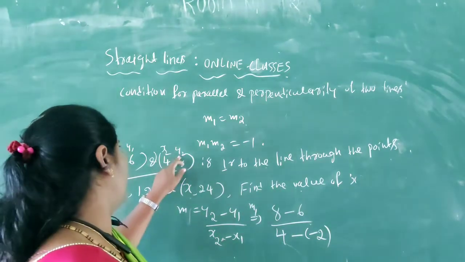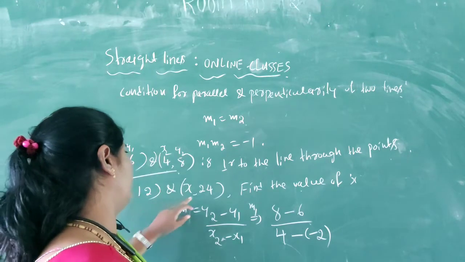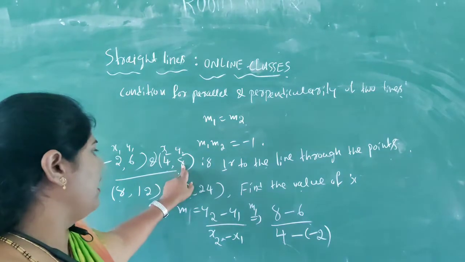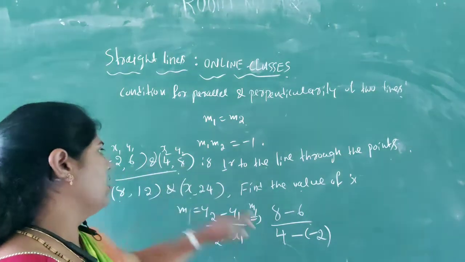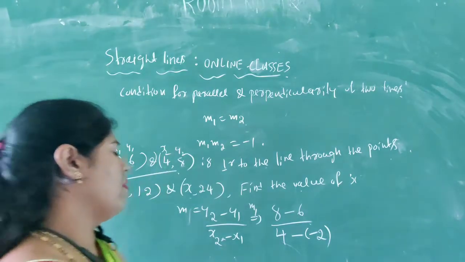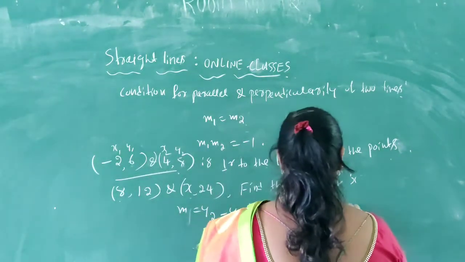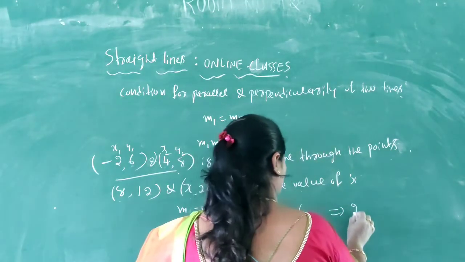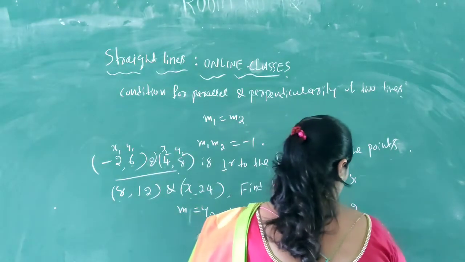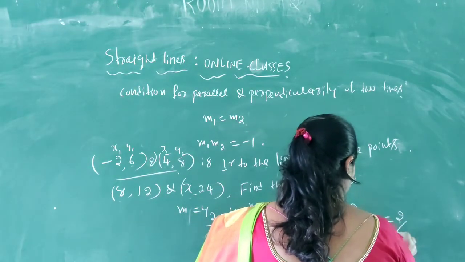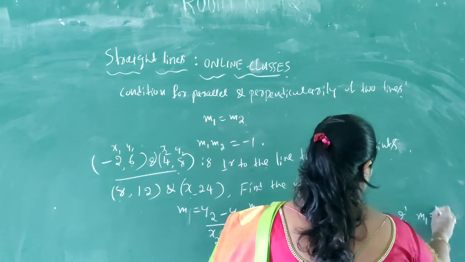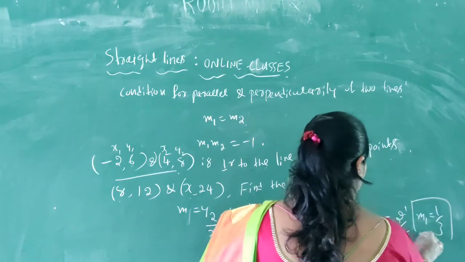m1 is y2 minus y1 divided by x2 minus x1. So y2 is 8 minus y1 is 6, divided by x2 is 4 minus x1 is minus 2. Which is equal to 8 minus 6 is 2 divided by 4, minus into minus plus 2, which is equal to 2 divided by 6. We have got m1 is equal to 1 by 3.